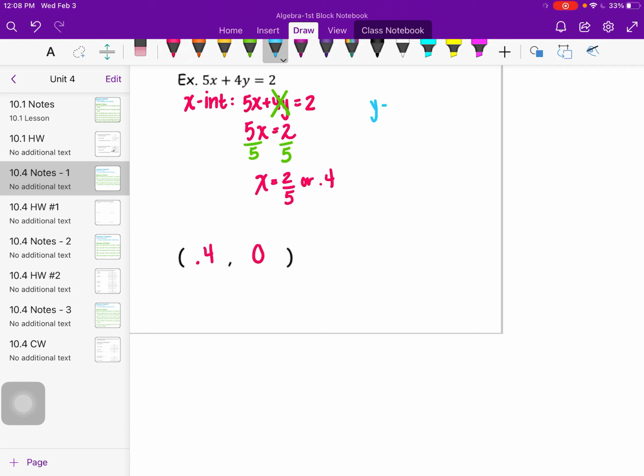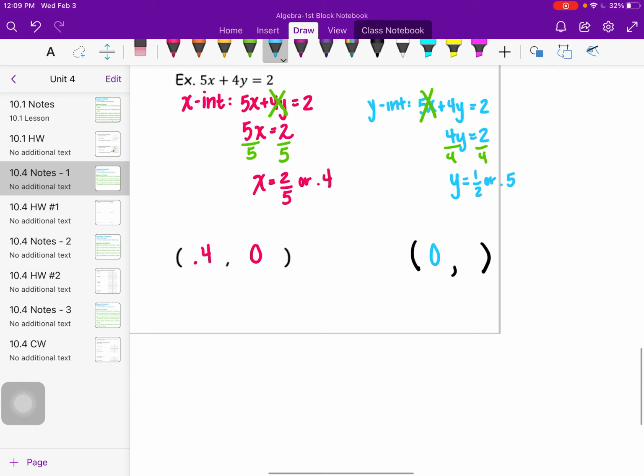Okay, y-intercept. Start with the original. 0 in for x, which eliminates the 5x. 4y equals 2. Divide both sides by 4. And be careful here, because this is 2 divided by 4, which is 1/2, or 0.5. Y-intercept: x is 0, and y is 1/2 or 0.5. Either one is fine. And you're done.